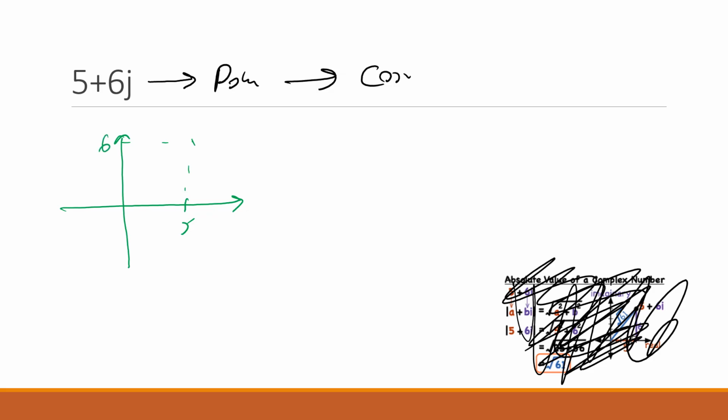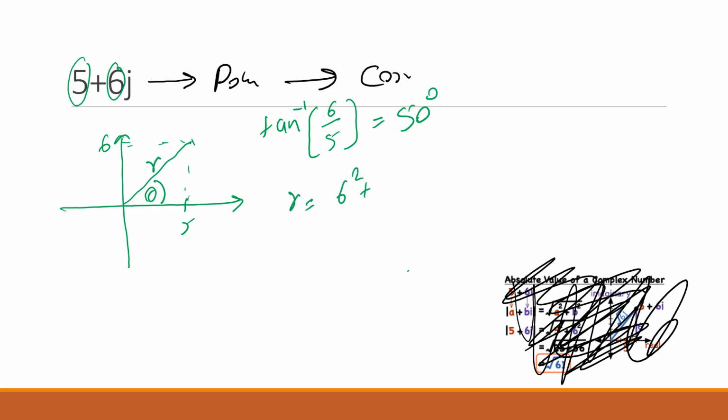Agree? Okay. So we need to find this theta. So tan inverse, what is it? 6 divided by 5. Agree? What did you get? No, this is 6, and this is 5. 50 degrees. Okay, so let's take 50 degrees. And then what will be your R?